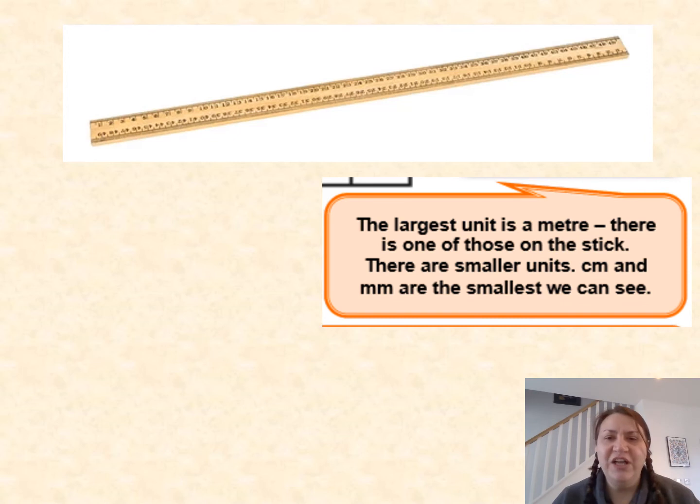Right, so let's look at length now. In the picture, what's the largest unit you can see? What would be the largest unit in this picture? I think the largest unit here would be a metre, isn't it? It's a metre stick. So for this one, the largest unit is a metre. And it says that in the speech bubble underneath. The largest unit is a metre. There is one of these on the stick. But there are smaller units. What are the smaller units you can see? Only just, but you can see them. You can see centimetres, and you can also see millimetres. So those are the smaller units you can see on that metre stick.